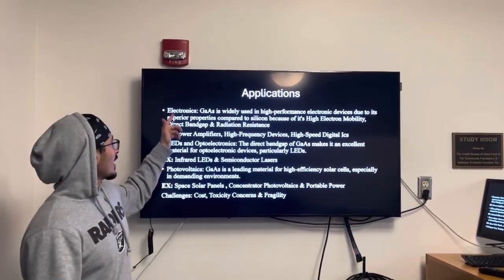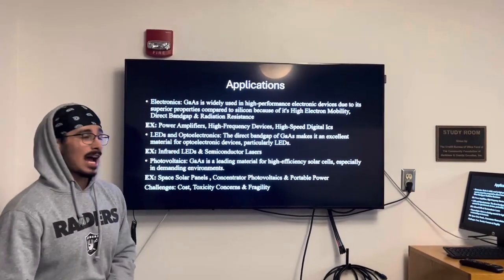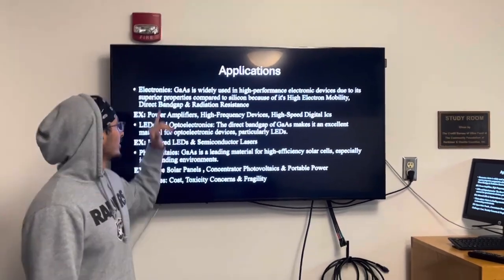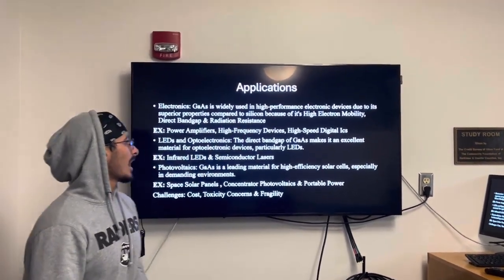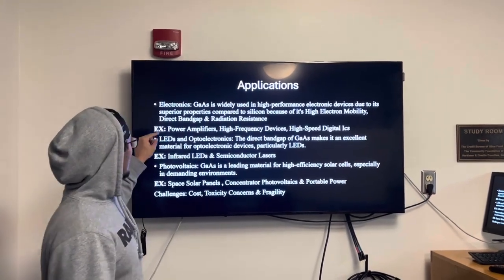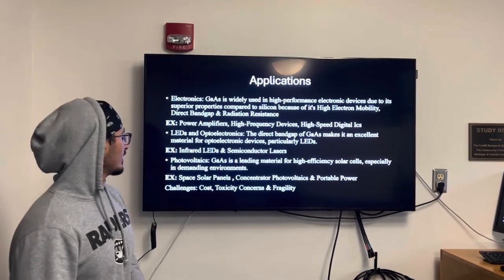Okay, finally our applications. So for electronics, our semiconductor gallium arsenide is widely used in high performance electronic devices due to its superior properties compared to silicon because of its high electron mobility. Examples of this are power amplifiers, high frequency devices, and high speed digital ICs.